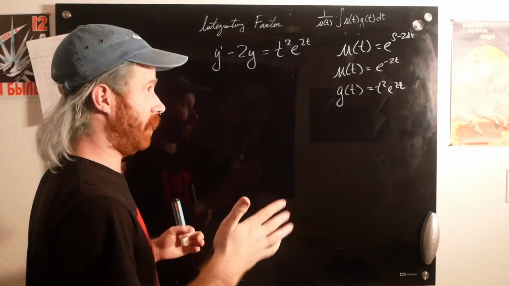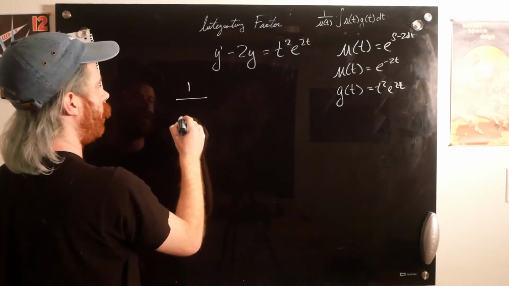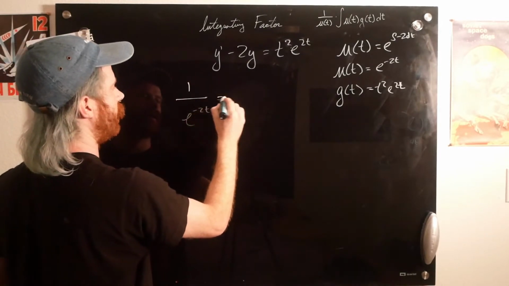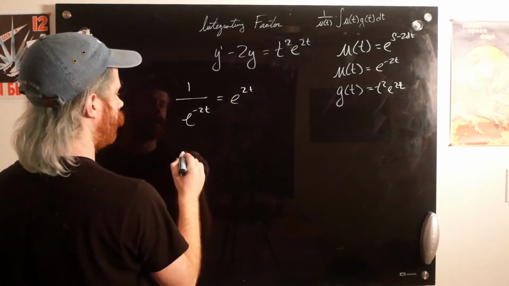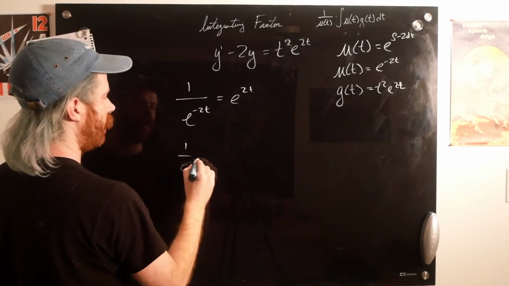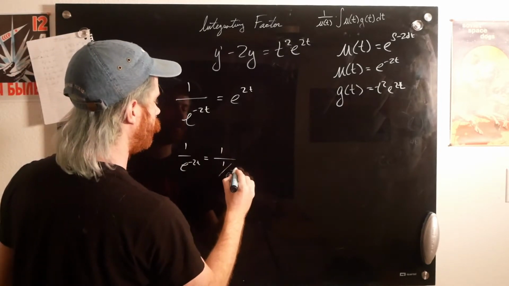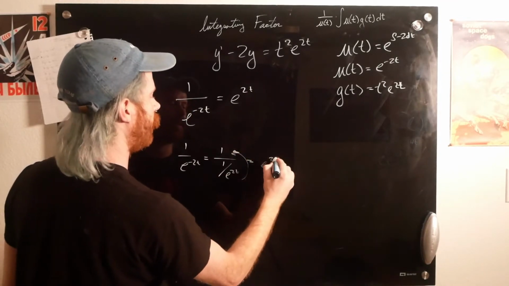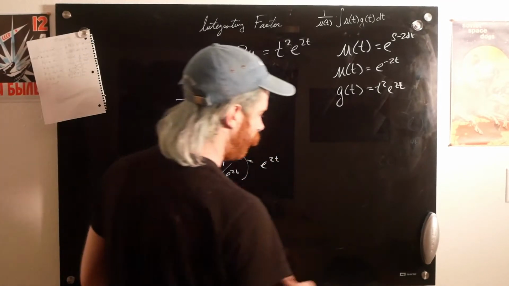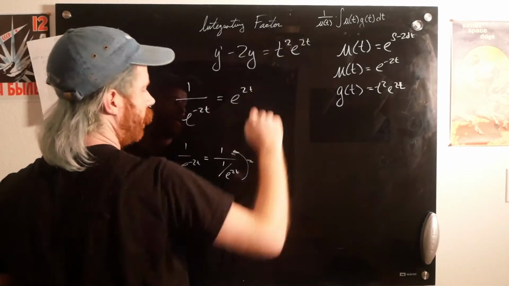If it's positive, then it's going to be negative. If it's negative, it's positive. But if you can see why 1 over e to the negative 2t is just equal to e to the 2t, because 1 over e to the negative 2t is just equal to 1 over e to the 2t, which just comes up front, right? And then it's going to just be e to the 2t. So out front you're going to have an e to the 2t, because it's 1 over mu of t.